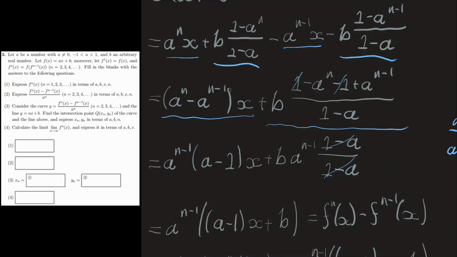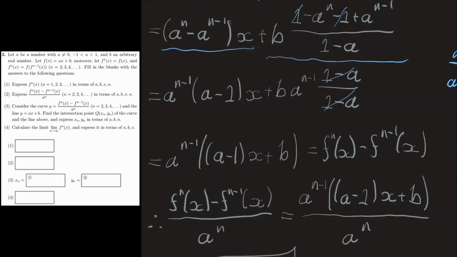And then because both of these have a to the power of n minus 1 factored out, we can group the terms, and we have a to the power of n minus 1 times a minus 1 times x plus b, and that is equal to fn of x minus fn minus 1 of x. So we found the numerator of the expression that the question asks about. So now we can try dividing this by a to the power of n minus 1, a to the power of n, like the question asks.